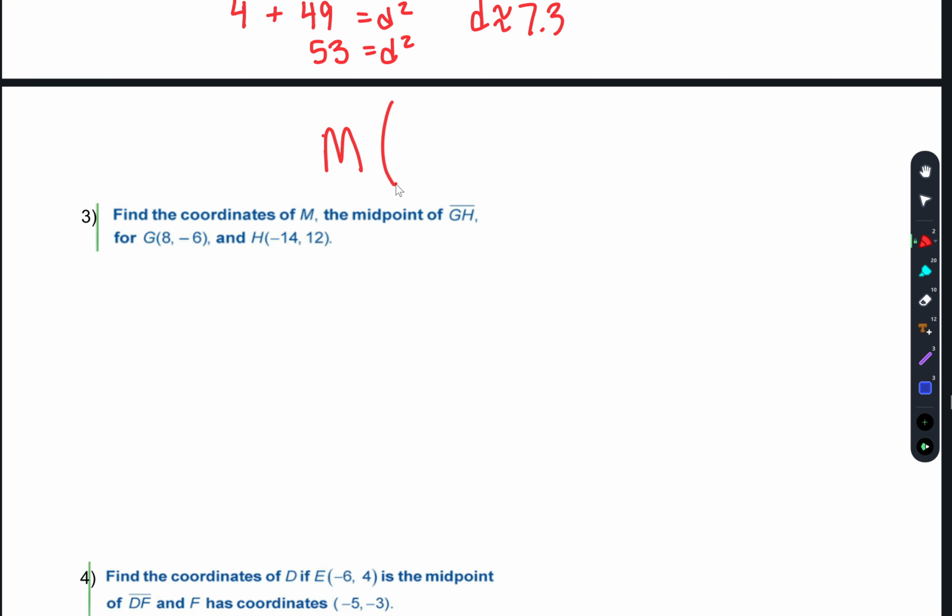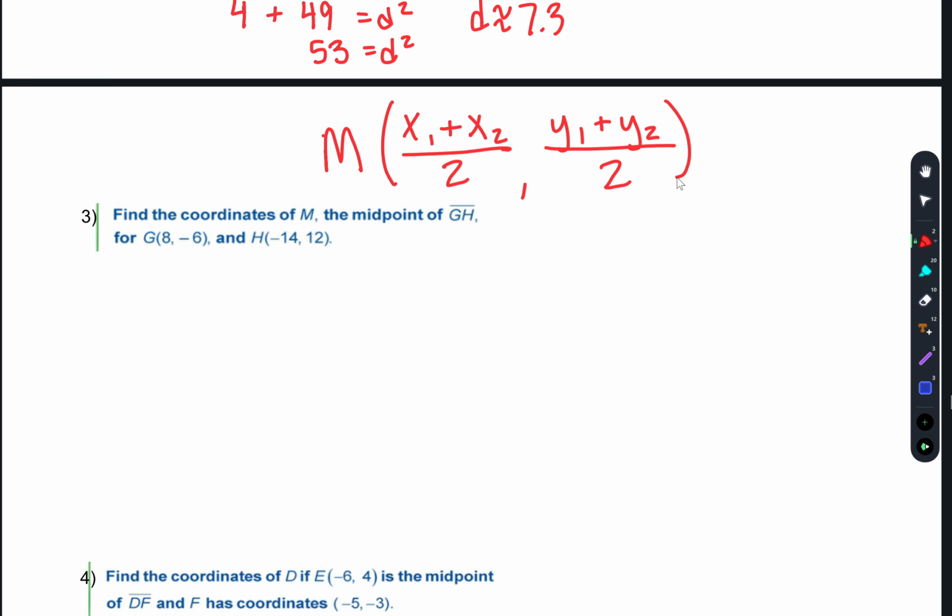So the coordinate of M is going to be the average of the two x's for my endpoints. That's represented by x1 plus x2, all over 2. And the y coordinate of that midpoint is going to be the average of the two y values for my endpoints. y1 plus y2, all over 2.